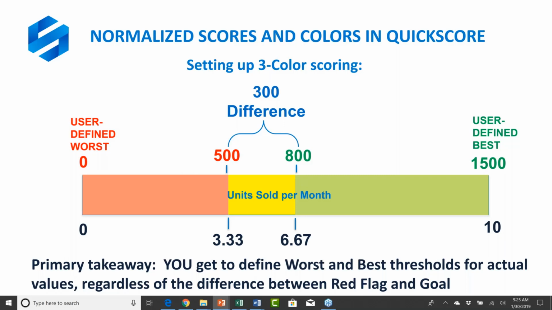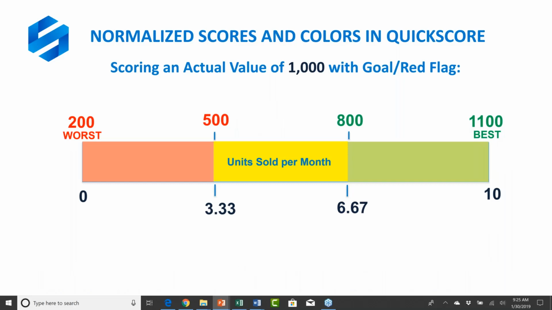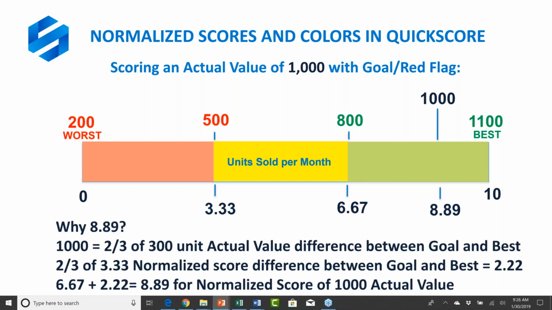So now that we've covered the theoretical setup of those, let's just talk about how scoring actually occurs once that has been set up. So let's imagine that for a given month, we have an actual value of 1,000, and we input that information as the actual value for units sold per month into QuickScore. It's logged as 1,000. It will get scored as 8.89. Now the question here is why 8.89?